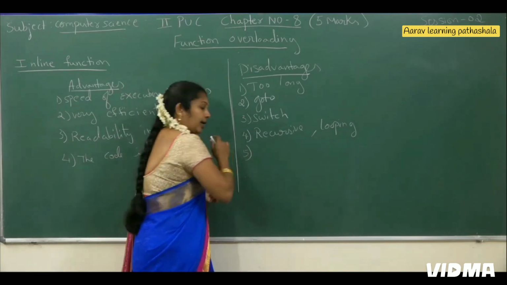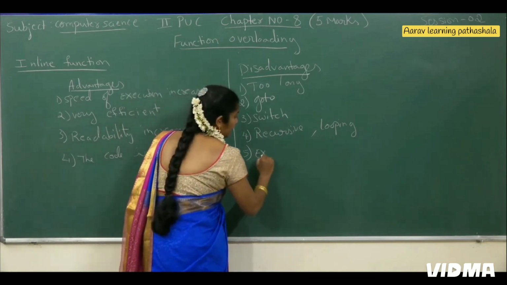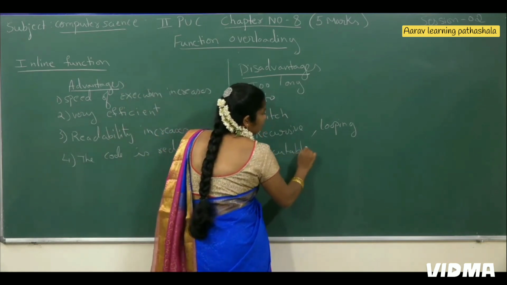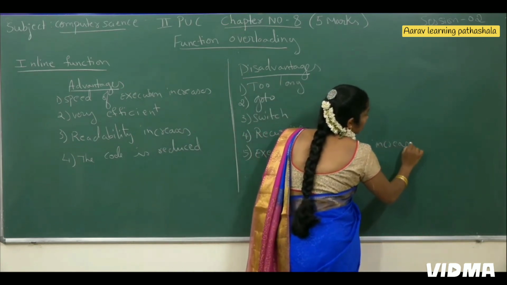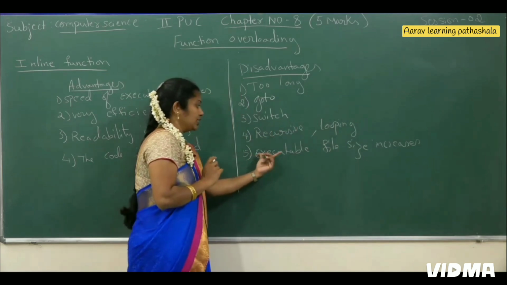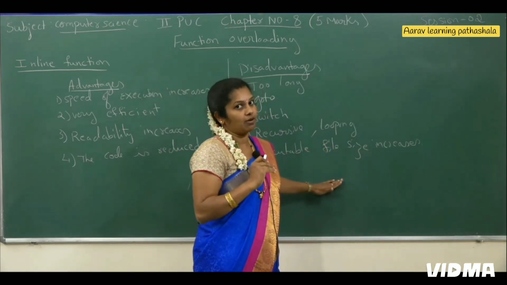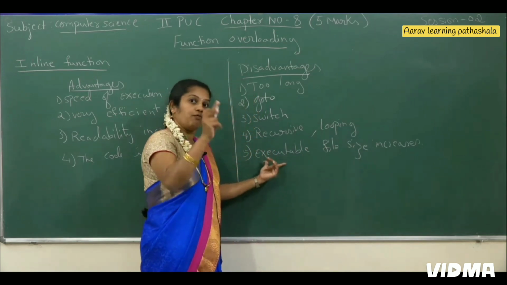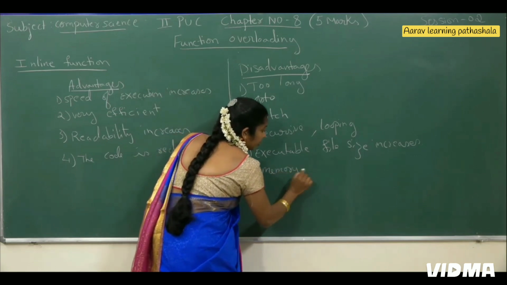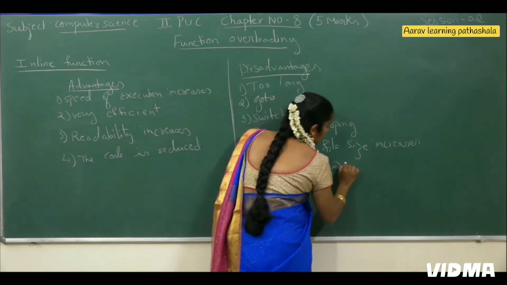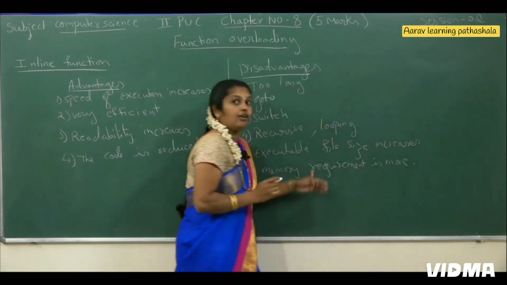And with that, the executable file size will increase. These are the few disadvantages. Executable file size will increase because here the body will replace the function call. That's why the executable file size will increase. That's why memory is also more. Memory requirement is more here. These are the few drawbacks.